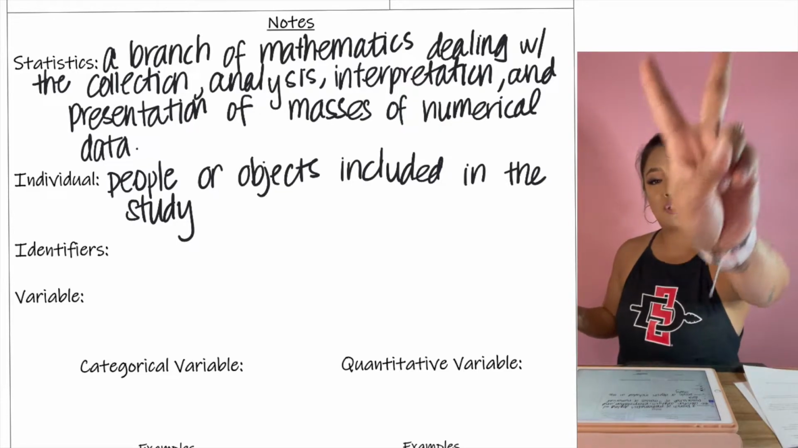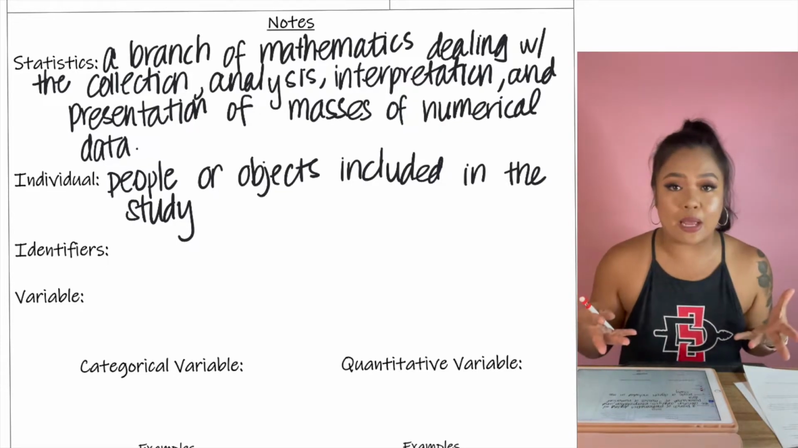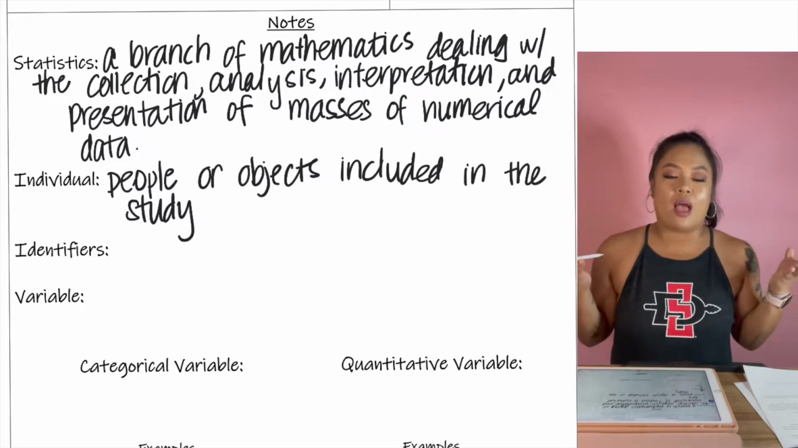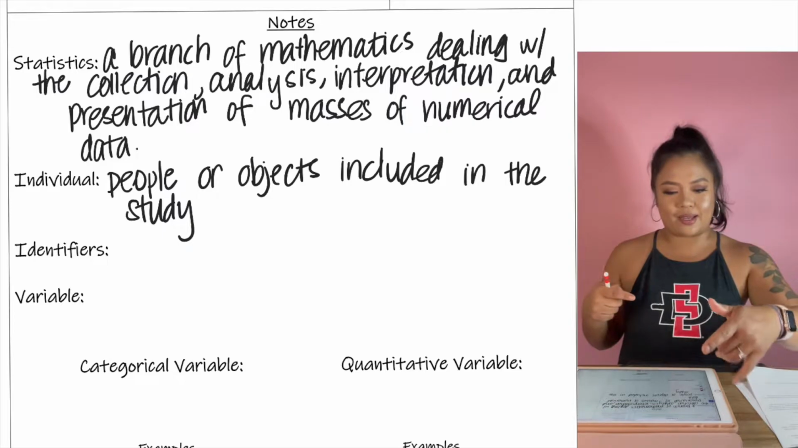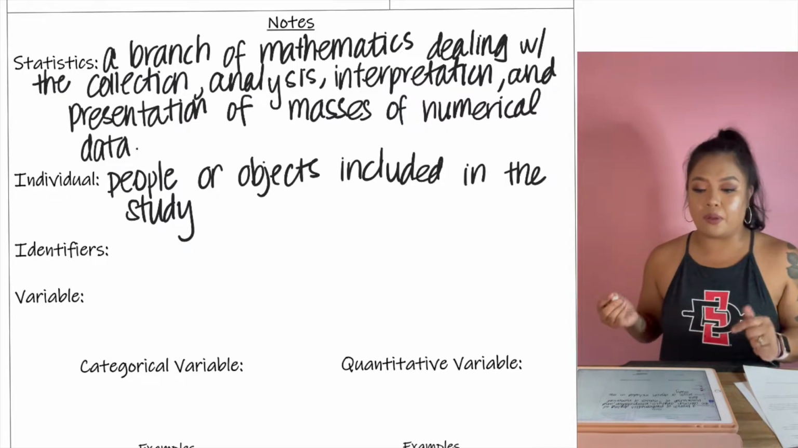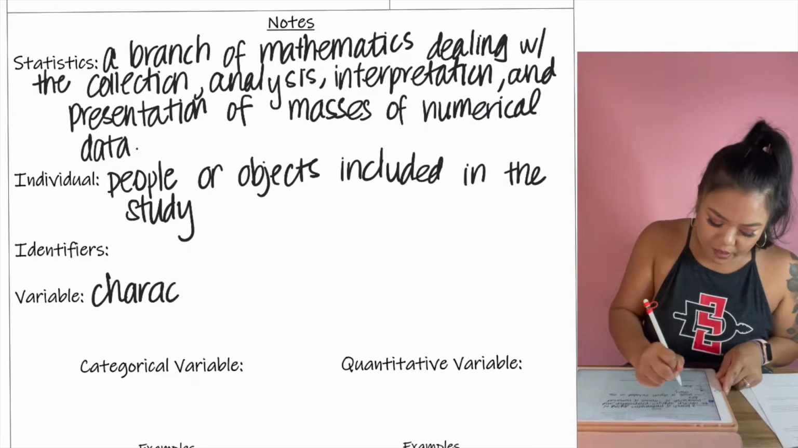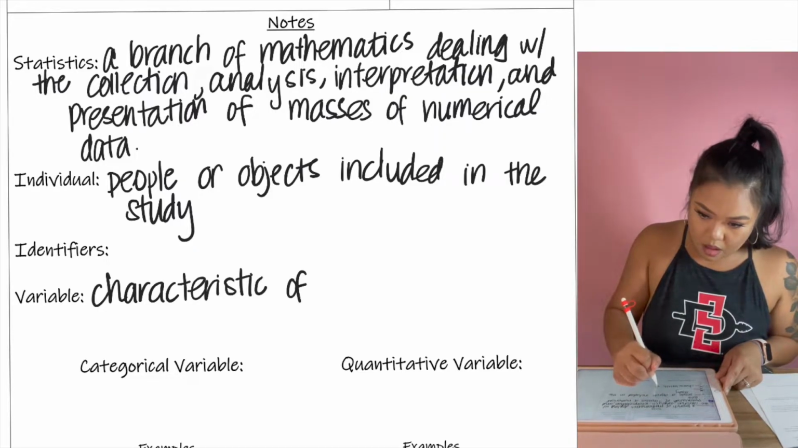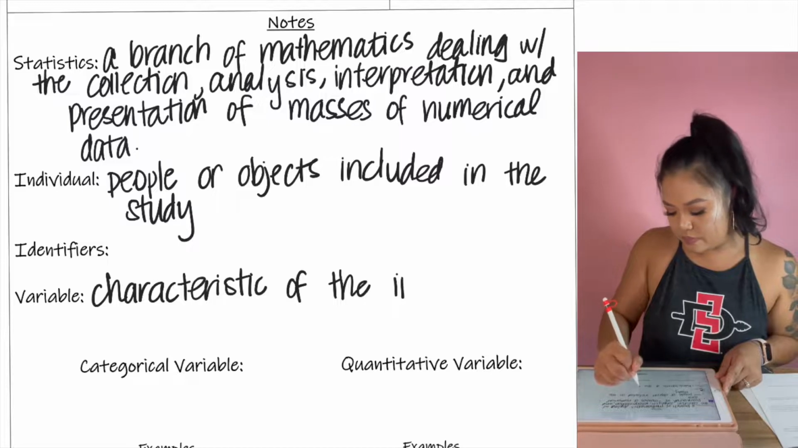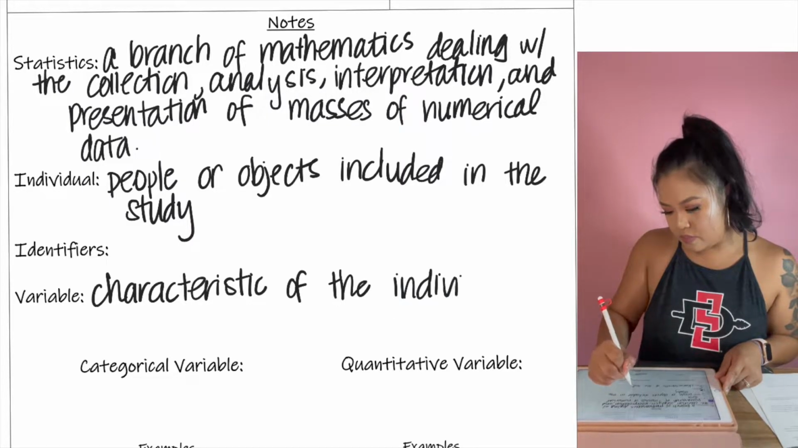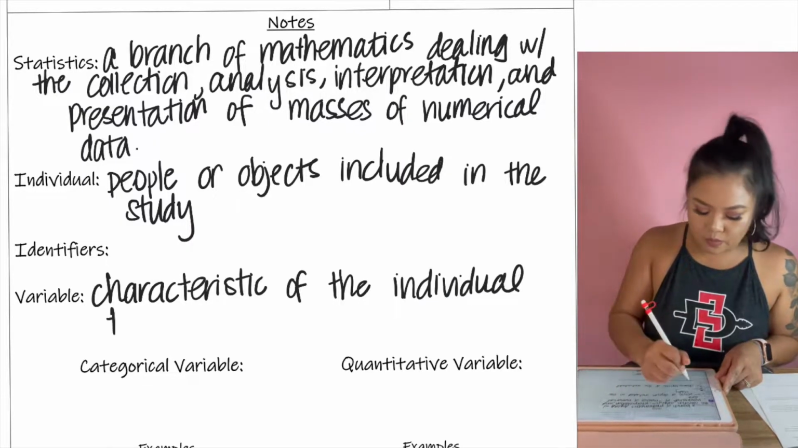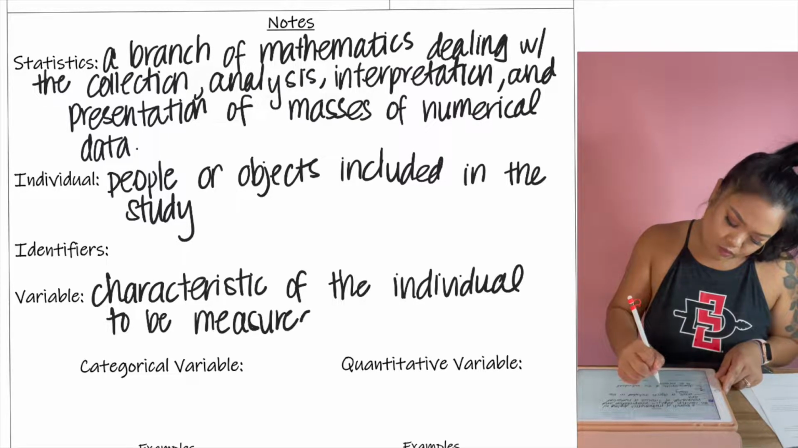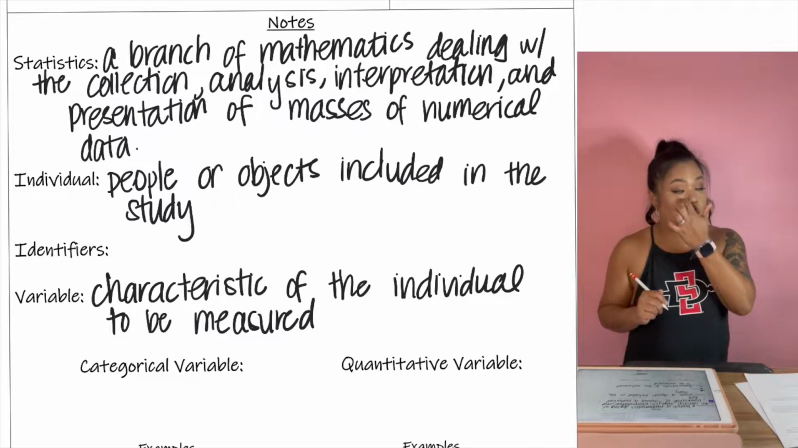So there are going to be two types of variables that we're going to be going over. It's going to be categorical or it's going to be quantitative. I'm going to skip identifiers for a split second because I forgot to switch them. But a variable is a characteristic of the individual to be measured. Okay, so a characteristic of an individual.